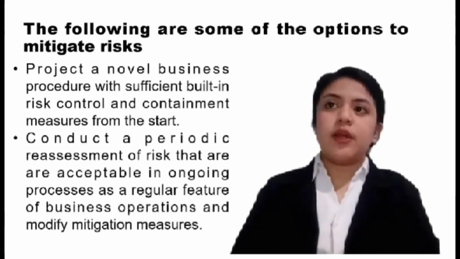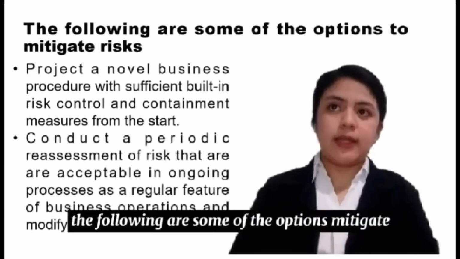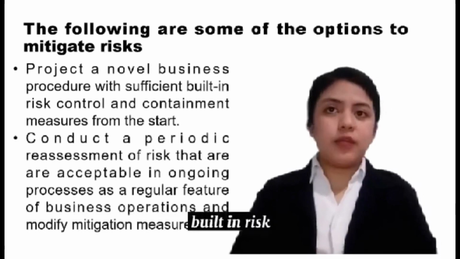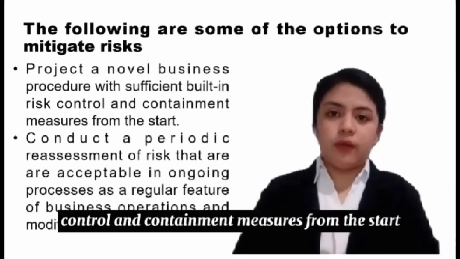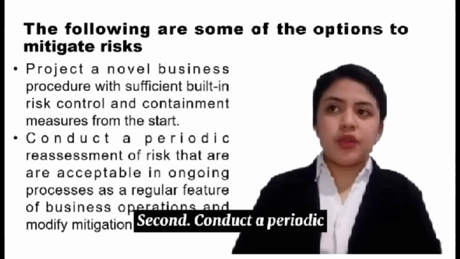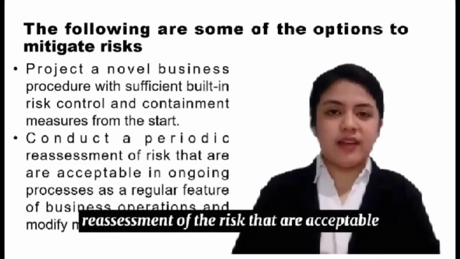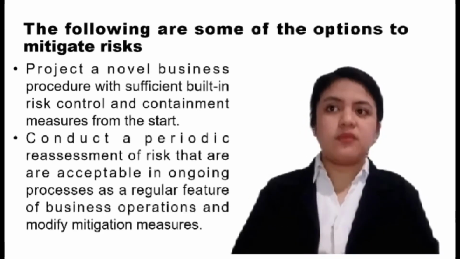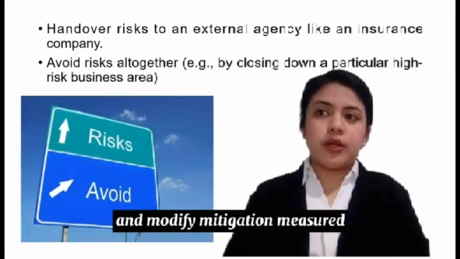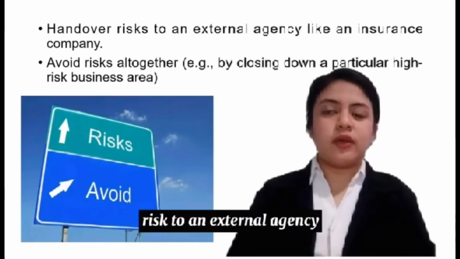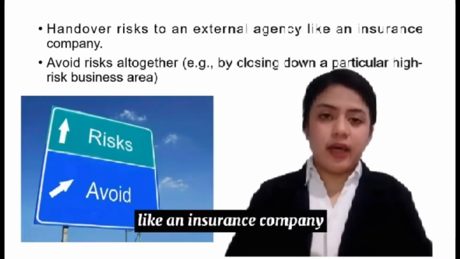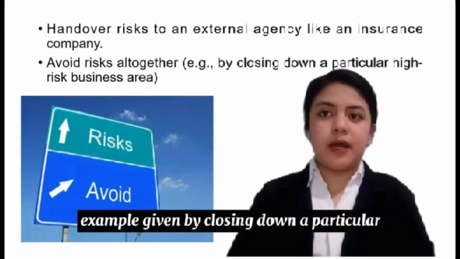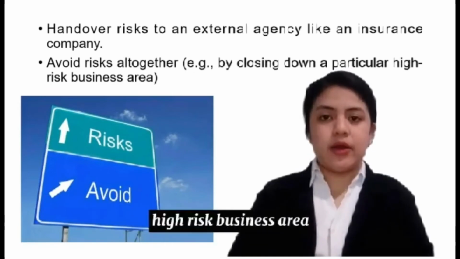I'm here to discuss the risk options, risk treatments, and risk avoidance. Risk options. The following are some of the options to mitigate risks. First, project a novel business procedure with sufficient built-in risk control and containment measures from the start. Second, conduct a periodic reassessment of the risks that are acceptable in ongoing processes as a regular feature of a business operation and modify mitigation measures. Third, transfer or hand over risk to an external agency like an insurance company. Fourth, avoid risk altogether, for example by closing down a particular high-risk business area.